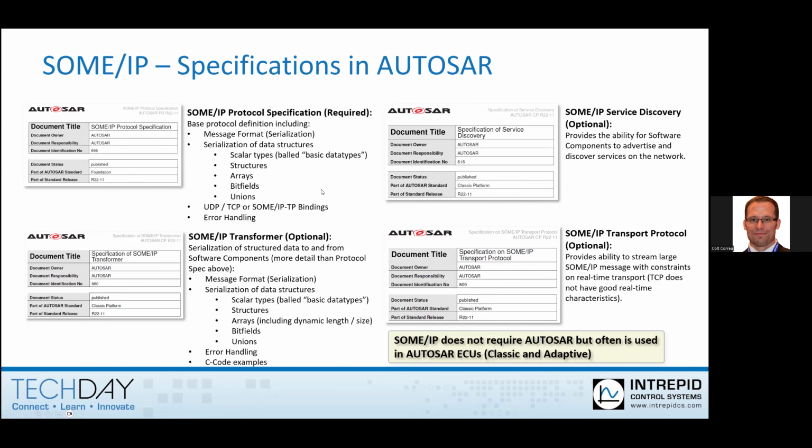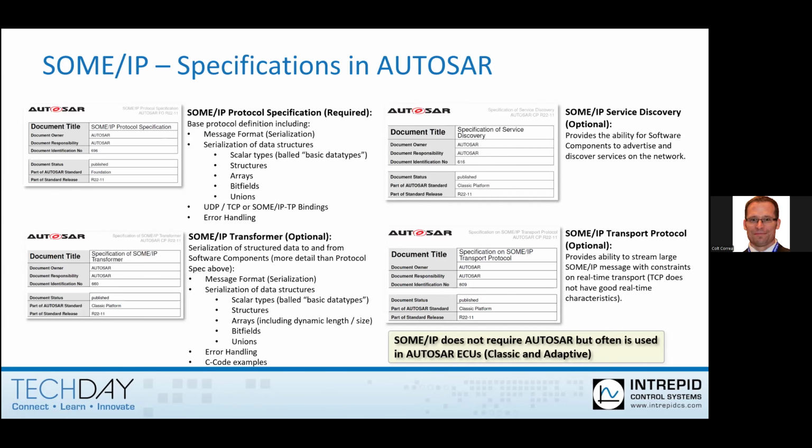And there are 4 different documents. One is the protocol specification that defines serialization examples, message format, which is the most important, which we will cover, how to do things on UDP, and some error handling. Then we have a separate document that describes service discovery.